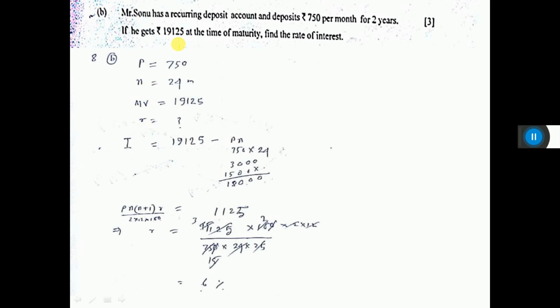Mr. Shonu has a recurring deposit account, deposit 750. So P equal to 750, 2 years. So 2 into 12, that is 24 months. Maturity value is this, you have to find the rate.